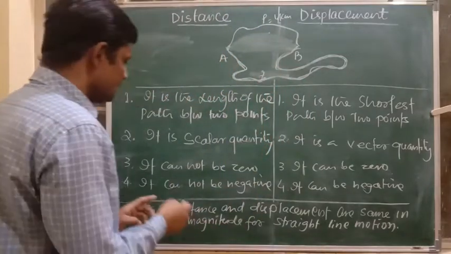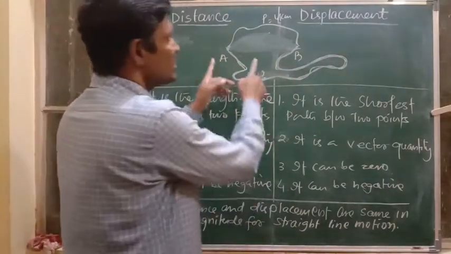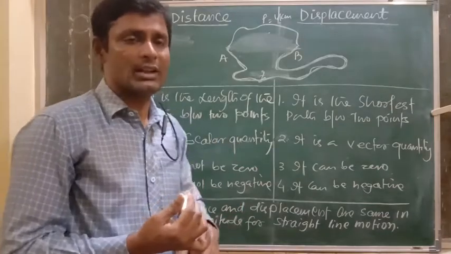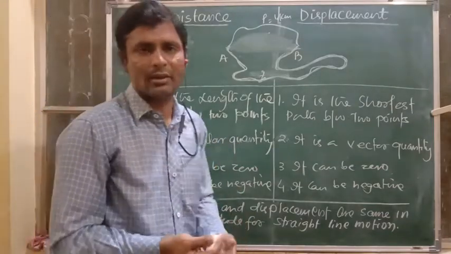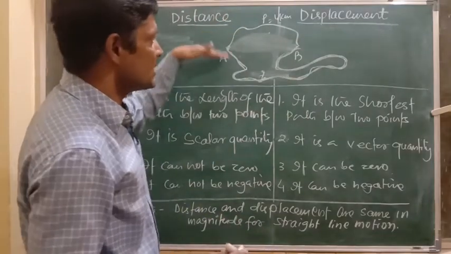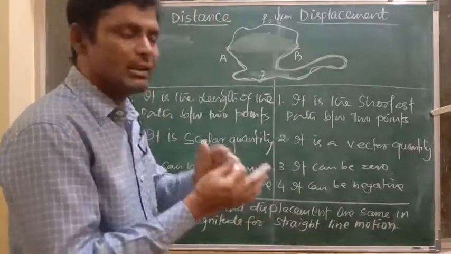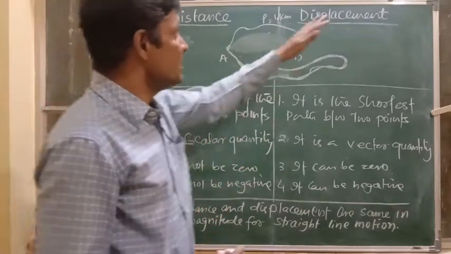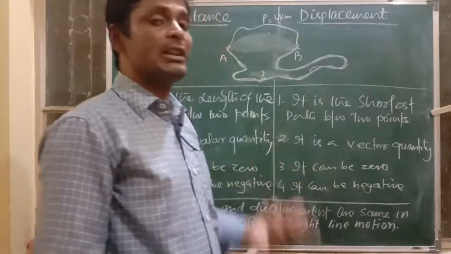The fourth point: it cannot be negative. So distance cannot be negative because here we are not going to see the direction. Whatever the path he has drawn, he has to measure. So the distance is a positive quantity if the object has traveled from initial to final point. But in case of displacement, it can be negative.